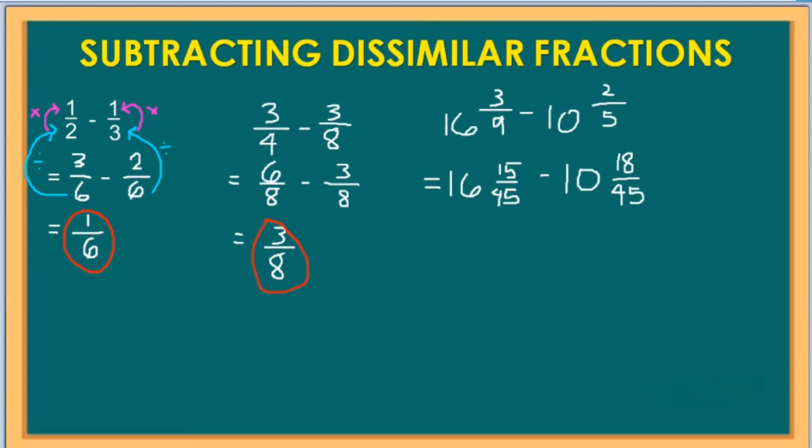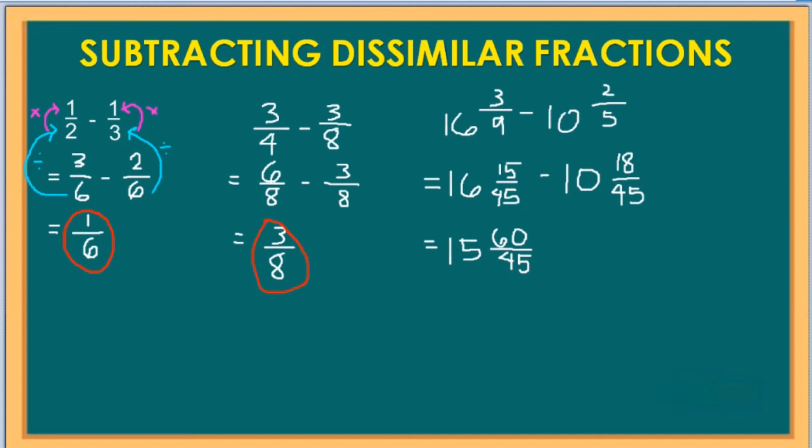However, 15/45 is less than 18/45. What are we going to do? We will decrease 16 by 1. So we have 15. And the one that we have decreased from 16 became 45/45. So we have 45/45 plus 15/45 is 60/45.